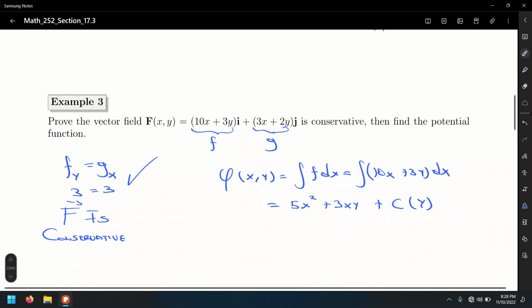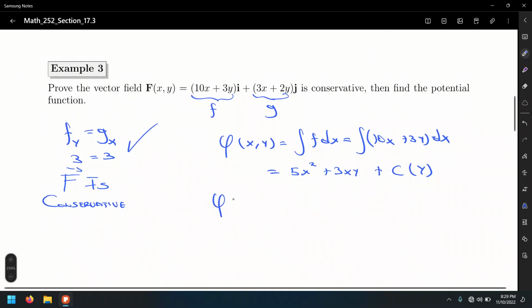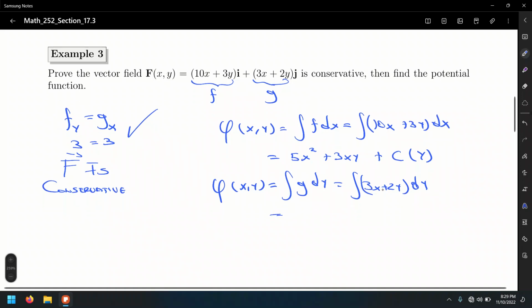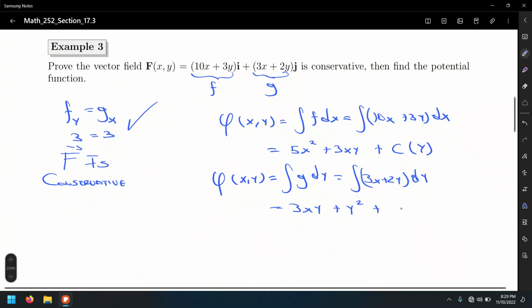In a similar way, for phi of x, y, let's do the other partial integration. That's the integral of g with respect to y. And that's the integral of 3x plus 2y dy. So that's going to be the integral of 3x, that's 3xy, plus the integral of 2y, which is y squared, and plus in this case some constant that depends on x.